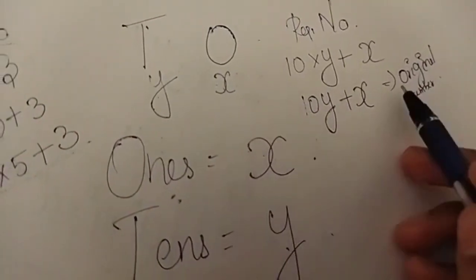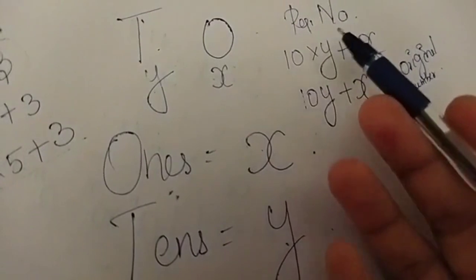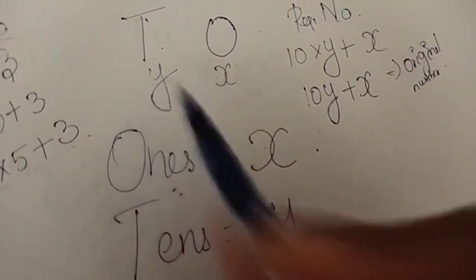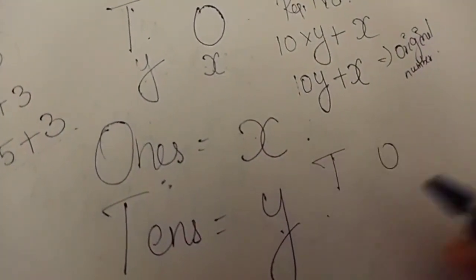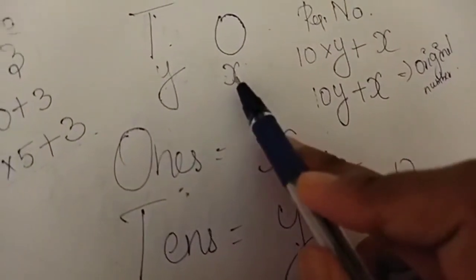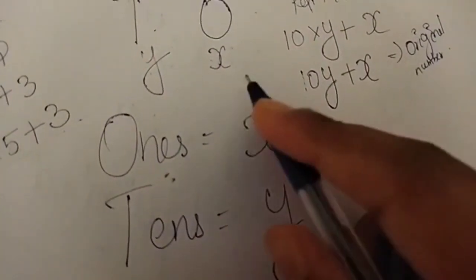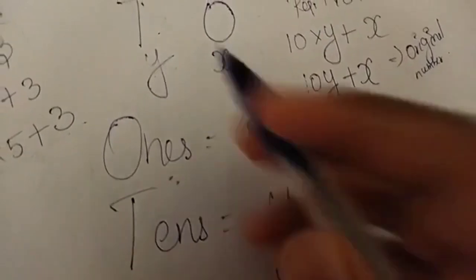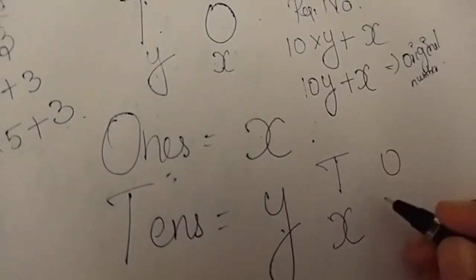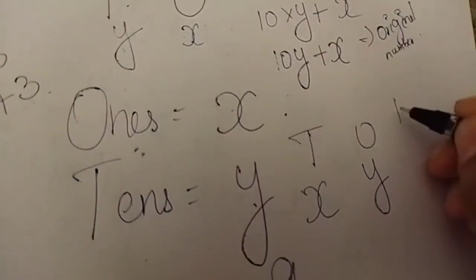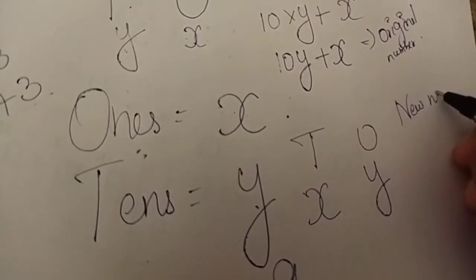Original number. Now they are interchanging the digits. Ones place becomes tens place and tens place becomes ones place. What is ones place here? x. Now x comes to tens place. What is tens place here? y. Now y comes to ones place. Now what is the new number?